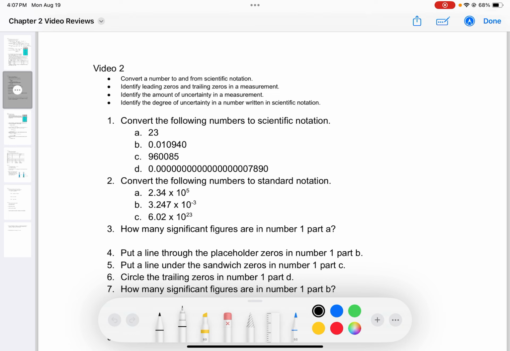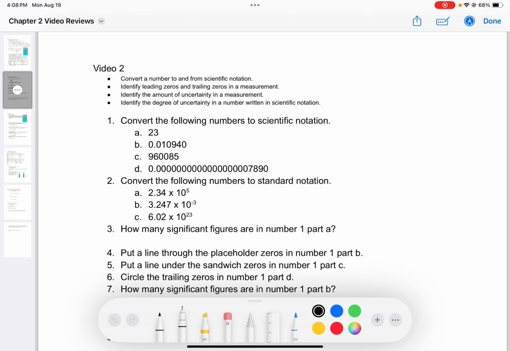For video 2, first, you need to be able to convert a number to and from scientific notation. Second, identify leading zeros and trailing zeros in a measurement. Third, identify the amount of uncertainty in a measurement. And fourth, identify the degree of uncertainty in a number written in scientific notation.